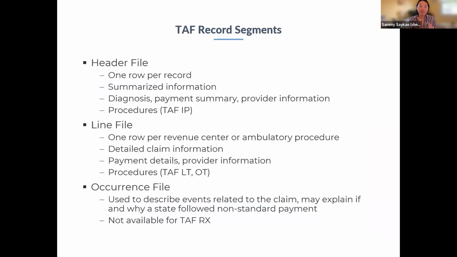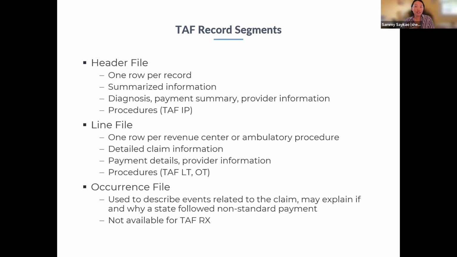So now I want to talk about the segments that I've sort of glossed over. In very basic terms, the header file is your summary file. There's 1 row per record. This is your summary information overall. And if you're working in TAF inpatient, this is where you'll find your procedure information.